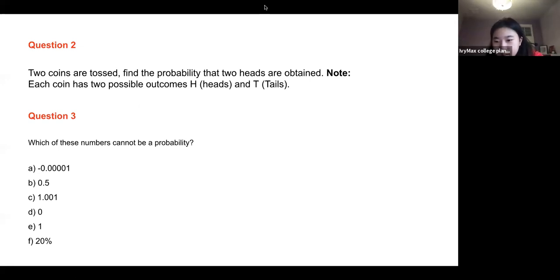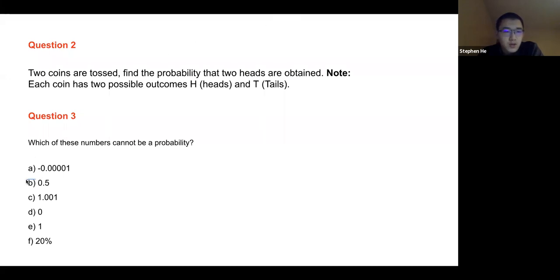Okay, so let's go with Steven. Which of these numbers cannot be a probability? We know that a probability has to be in the range 0 to 1 inclusive. Therefore, for A, it's a negative number, so it cannot be a probability. For B, 0.5, that is a probability. For C, it's greater than 1, so therefore it cannot be a probability. For D, 0 can be a probability. It just never happens. It's still a probability.